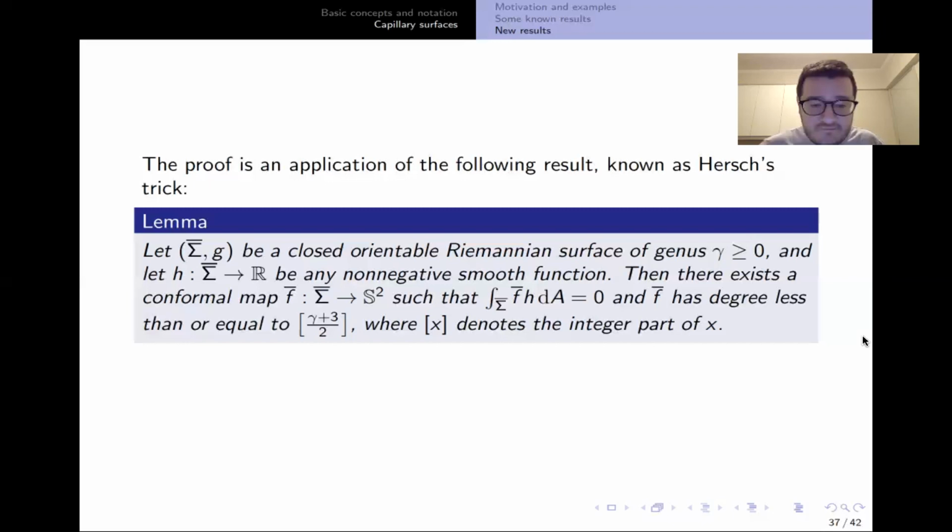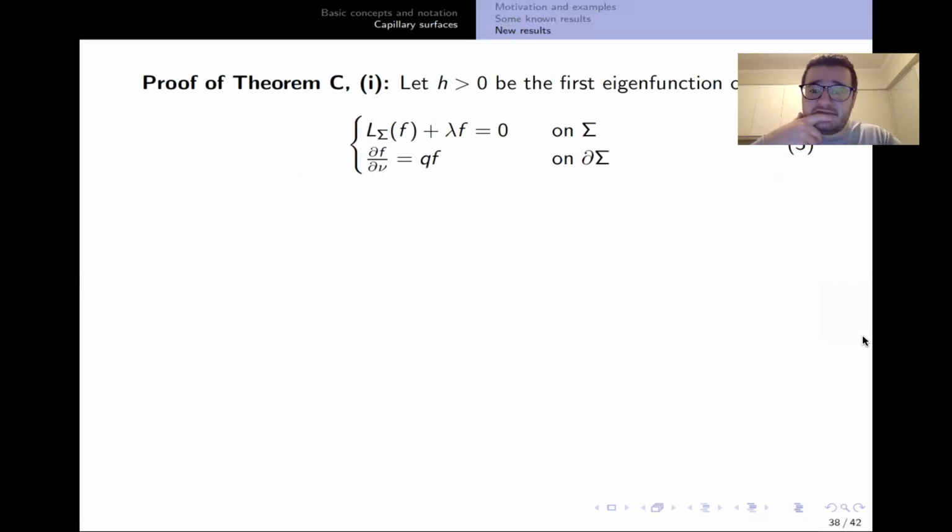Okay, so how do we apply this to prove, for instance, item one of theorem C? This is how we do. We fix H to be the first eigenfunction of this elliptic problem here, which is the eigenvalue problem for the Jacobi operator with this special boundary condition. This is a problem which is linked to the stability inequality.